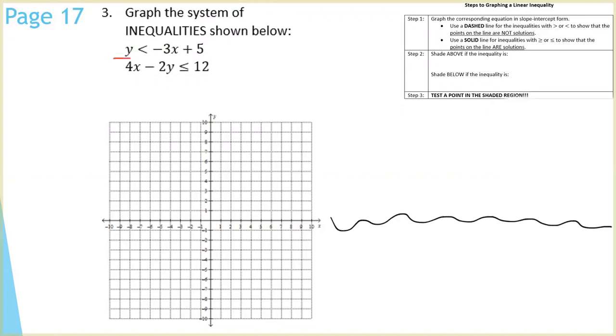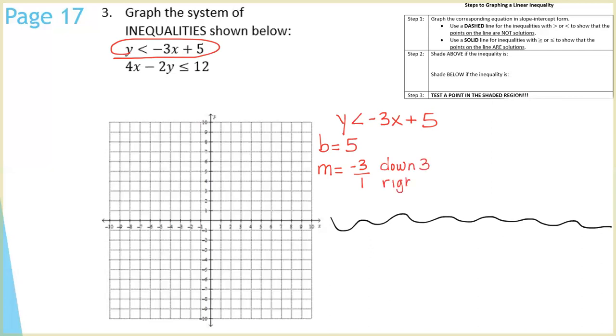This one says y is less than or equal to -3x + 5. Let's write down the 4 key things about this graph. The first key thing is, where do we begin? Our y-intercept is 5, so we're going to start at 5. The second key thing is, how do we move? If our slope is -3, we make that a fraction by putting it over 1. We're going to move down 3, because it's negative, and to the right 1.